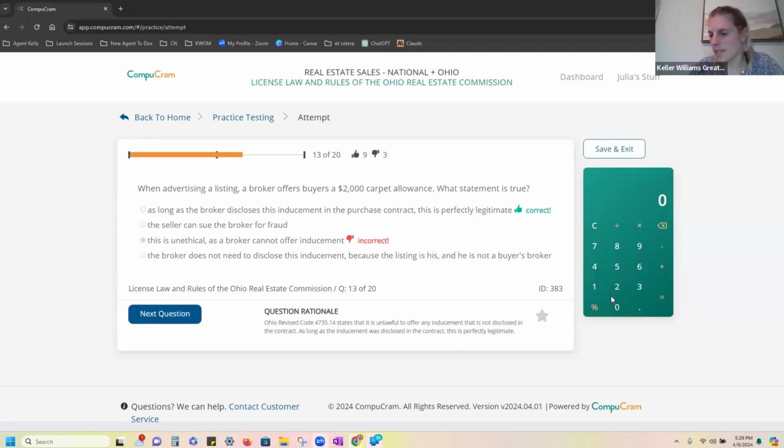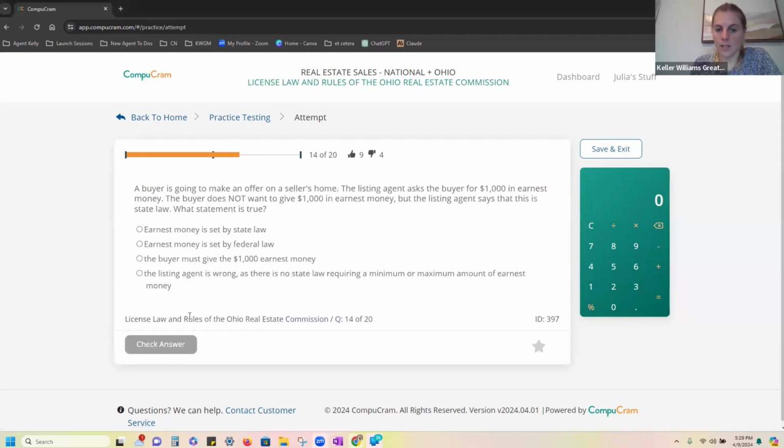This is tricky because they only tell you part of the situation and you kind of have to guess the rest. But the statement that as long as the broker discloses it in the purchase contract, it is legit. But yes, that was a great guess.